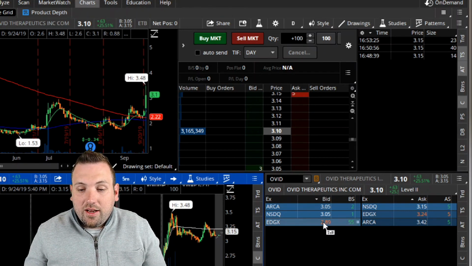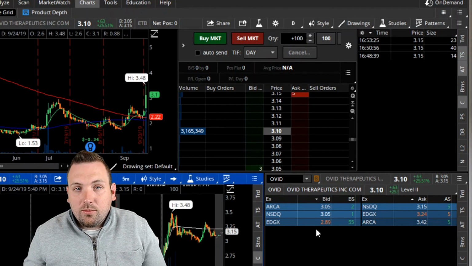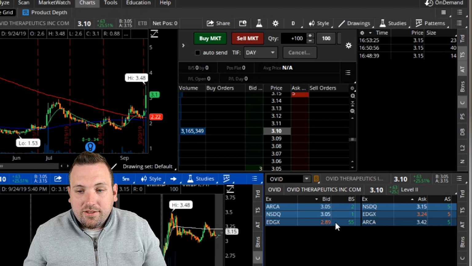So if you look here at this one, 289, there's 5,500 shares. Right now, that's the biggest position size on the level 2. So this is going to hold up as support. 289, for some reason, is some type of support. But the more buyers you have at a price, the more support is at that price.